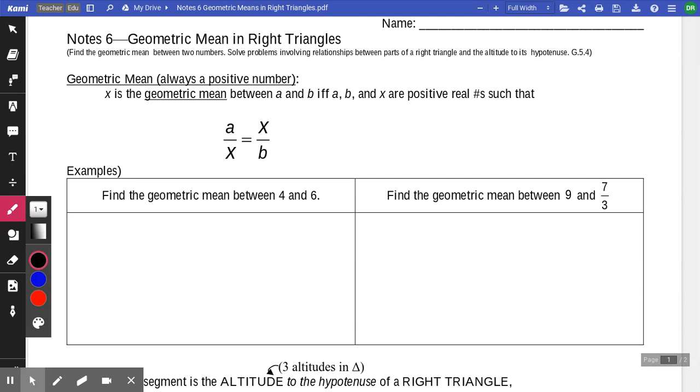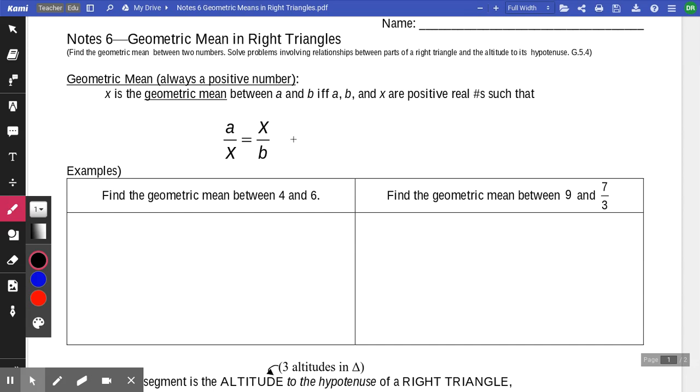And the way that we can find this is we could set up a proportion. So if you want to find the geometric mean between two values, a and b, we can say that a over x equals x over b, where x is that average that we're looking for, that geometric average. Now, there is a rewrite to this.